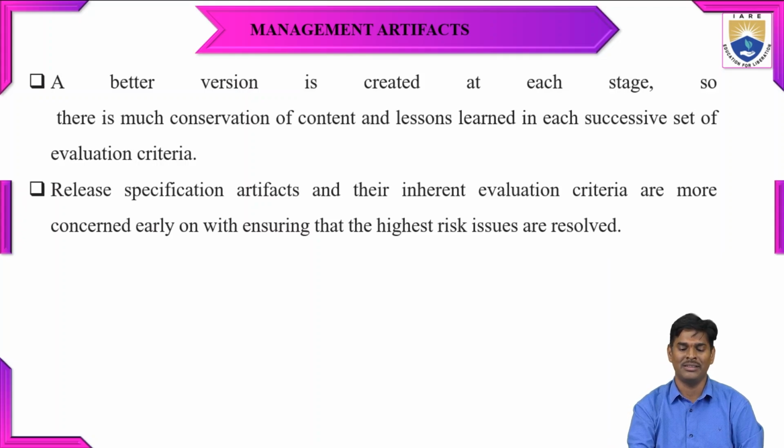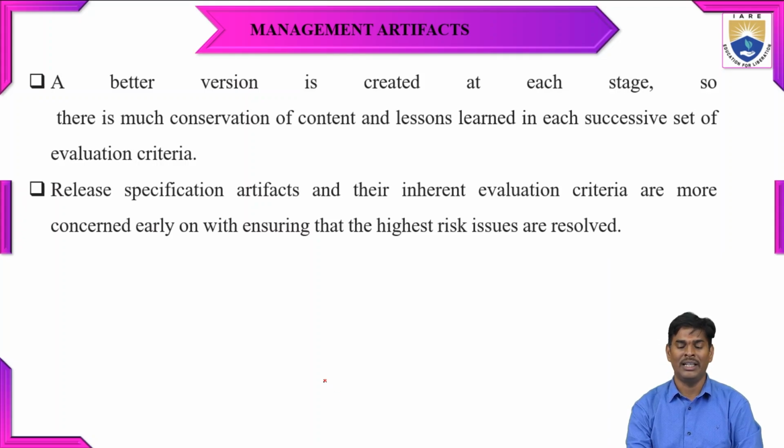So previously we have discussed that no single company can guarantee to release software at 100%. So what they will do is initially release the software as a basic version. Later on they are going to implement or add some patches. You can call them versions, which can be implemented to improve the previous software content, and also the conservation of the content and lessons learned in each successive set of evaluation criteria.